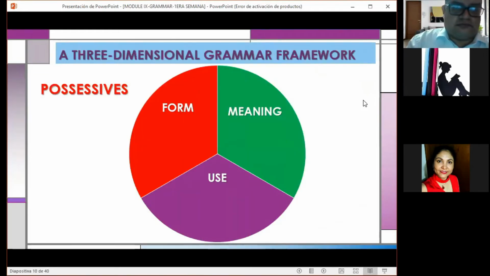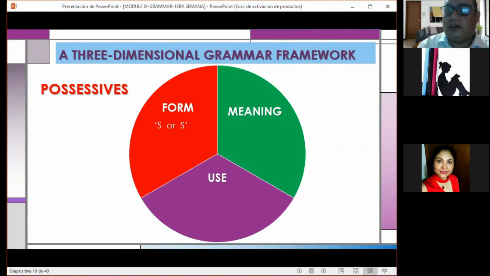Let's see here. We are going to talk about possessives. This is an example. Form, meaning, and use of possessives. We know that in order to make possessives, one of the structures or patterns that we use to talk about possession is the famous apostrophe S, no? Or S apostrophe, no? It depends on some rules, no?